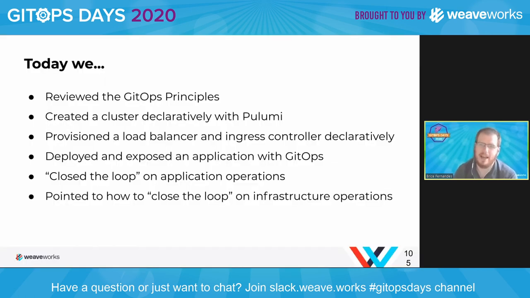So a quick recap, and then I'll pass back over to Stacey and the rest of the team for the rest of GitOps Days today. So we reviewed the GitOps principles. We created a cluster declaratively. We provisioned a load balancer and an ingress controller declaratively. I didn't show the load balancer, but I promise you, if you follow the steps, it is indeed there. And finally, we deployed an application with GitOps. Well, we didn't quite get there. But we certainly did get to deploy a load balancer and ingress controller, which are essentially applications. We did close the loop on application operations. And I've talked about how we can close the loop on infrastructure operation with, let's say, the Pulumi operator.